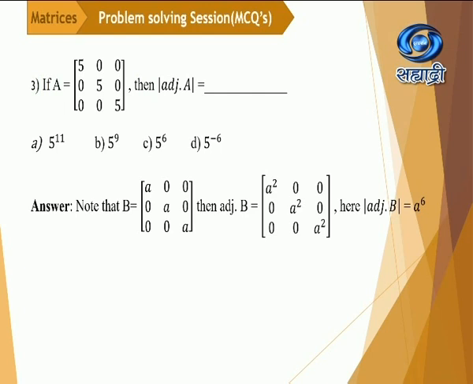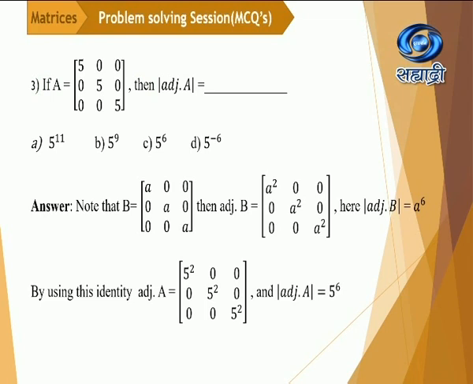Even here we can apply one property, that is, if we have a triangular matrix, then the determinant of a triangular matrix is nothing but the product of diagonal elements. Therefore, in this case, it's a triangular matrix and therefore the determinant is a square into a square into a square, which is a raised to 6. If we apply this property to example number 3, we have the option as 5 raised to 6.